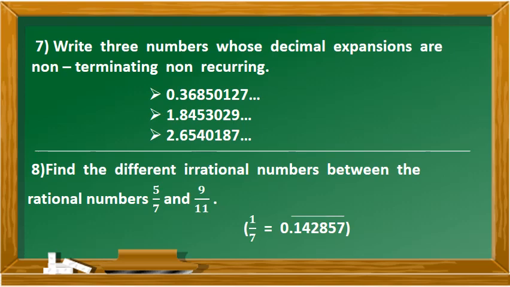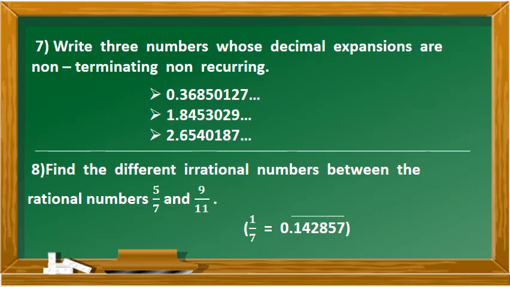The remainder never becomes 0 and the digits are not getting repeated after some interval. So these numbers are non-terminating, non-recurring, and you can even write other numbers as per your choice, such that the remainder should not become 0 and the digits should not get repeated after some interval.